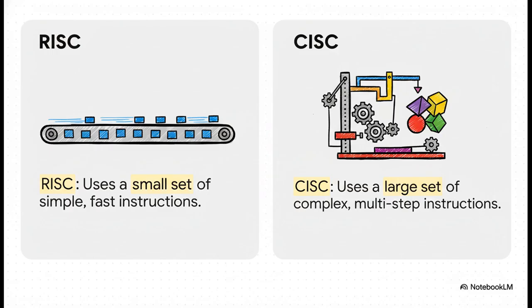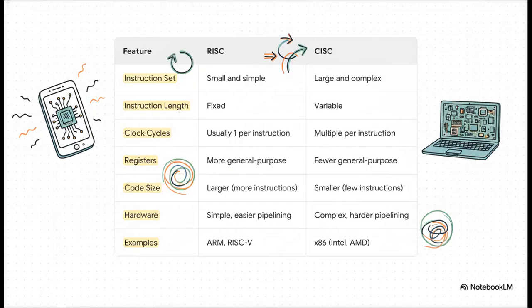CISC, or Complex Instruction Set Computer, is the complete opposite. It uses these powerful, complex instructions that can do multiple things all at once. The goal here is to use fewer instructions to get the same job done. And this table just lays out so clearly how that difference in philosophy plays out in the real world.